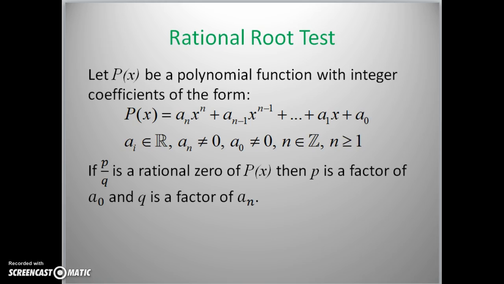If p over q is a rational zero of p of x, then that means that p is a factor of the constant term a naught, and q is a factor of the leading coefficient a sub n. It's also important to note that p over q will be a fraction in lowest terms.